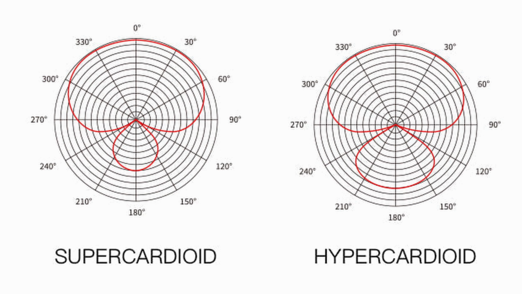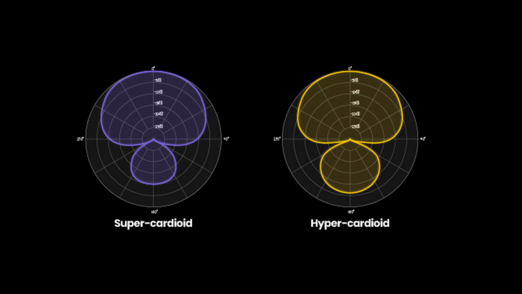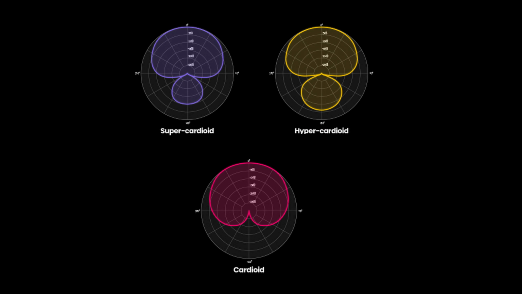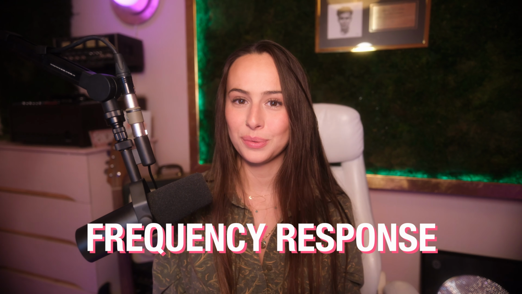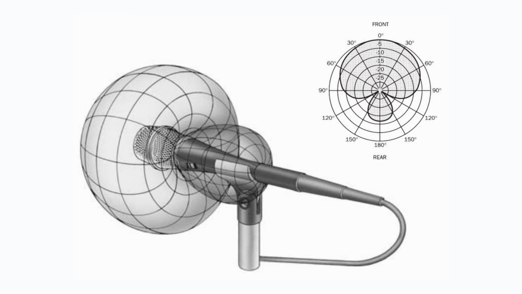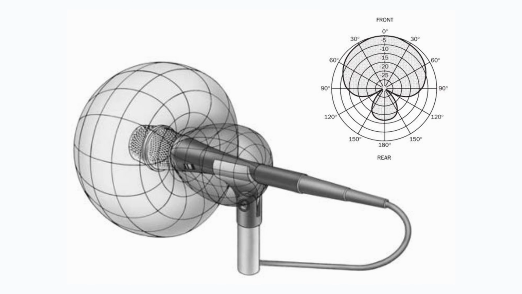Supercardioid and hypercardioid. Supercardioid and hypercardioid are variations of the cardioid pattern, offering more narrow pickup angles. So it goes cardioid, supercardioid, hypercardioid. As you see, as they get more narrow, they have more sensitivity in the rear. Frequency response. These patterns have a more focused frequency response, tailored for isolating sound sources. Supercardioid patterns provide a slight boost in the mid-range, which helps with intelligibility.